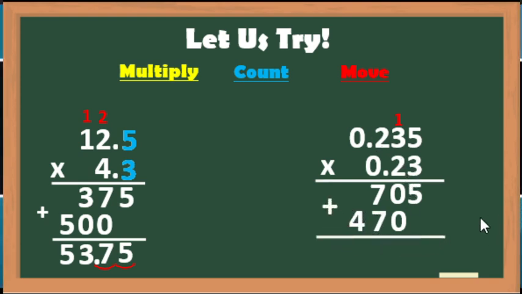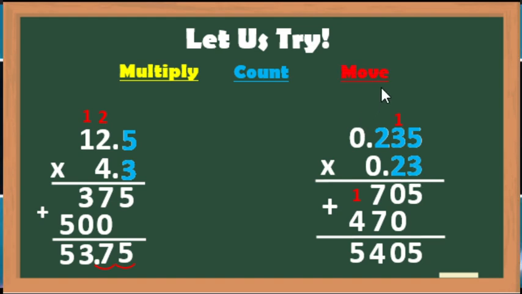Now, let us add. Copy or bring down the digit 5. Then we have 0. 7 plus 7 is 14. Carry 1. 4 plus 1 is 5. Next step is count. Count the number of decimal places in the factors. We have 1, 2, 3, 4, 5. So we have 5 decimal places.